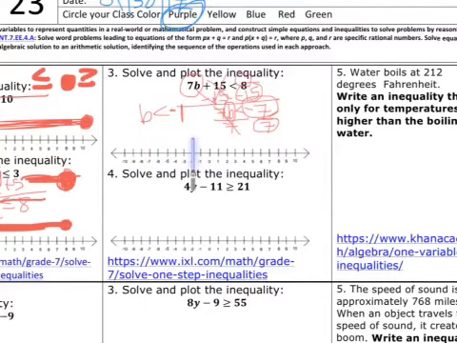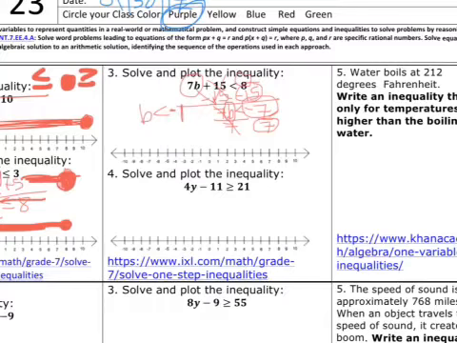So I'm going to add an open circle above negative 1 and shade to the left because these are all the possible solutions. Can negative 1 be a solution right here? Can you say negative 1 is less than negative 1? You can't, because that is not a true statement. Negative 1 is equal to negative 1, but it can never be less than negative 1.